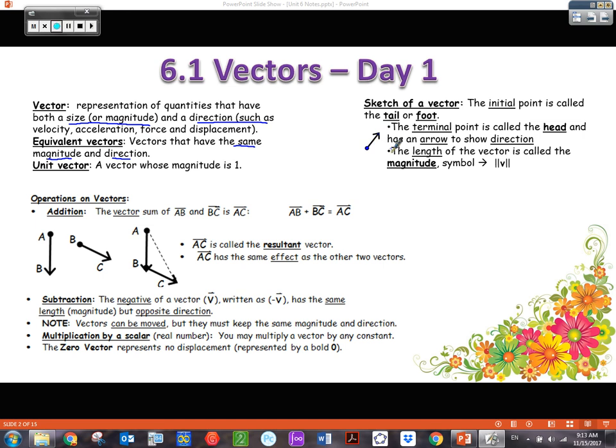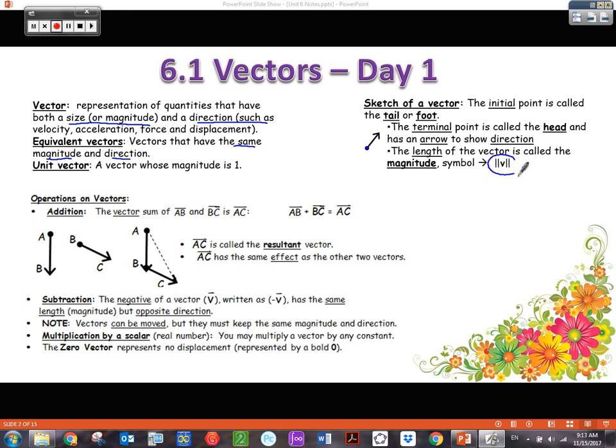It doesn't keep going. The reason it has an arrow on it is not that you continue moving that way. The reason is to indicate which way you're moving. That's why it has an arrow on it. It's just telling you which way is the vector going. Alright, and the length of the vector is called the magnitude.